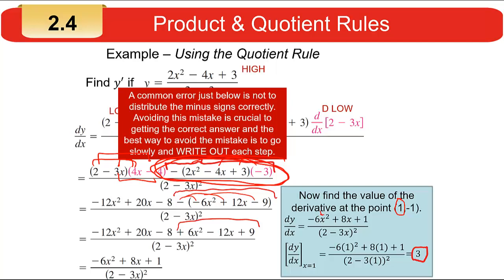Taking it back to what we talked about earlier, the derivative is the slope of the tangent line of the curve. So another thing you could say here is that at the point 1 comma minus 1, the slope of the tangent line to this curve is 3.